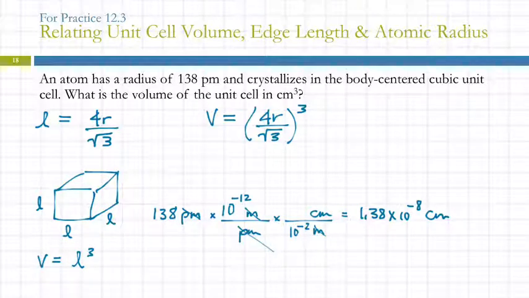Another way you can do that, kind of a cheater way, is 138 picometers, right? So instead of writing the prefix pico, I'm going to put in the 10 to the thing that it means. So I'm going to take out the pico. Pico means times 10 to the minus 12. So that's 138 times 10 to the minus 12 meters. That's not proper scientific notation, but your calculator's okay with it. So then we can just convert meters to centimeters.